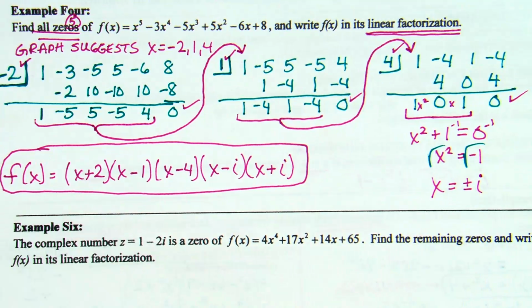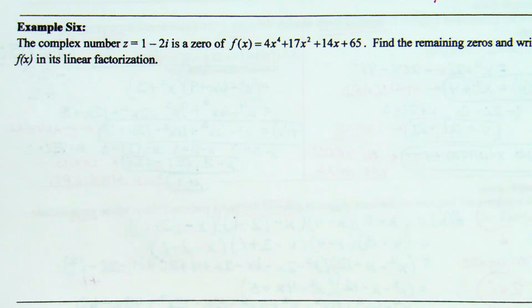Okay, let's look at how example 6 is a little different. The complex number z equals 1 minus 2i is a 0 of this function. Find the remaining zeros and write its linear factorization. How many total zeros am I going to have in the end? 4, because my highest power is 4. Just an FYI there.